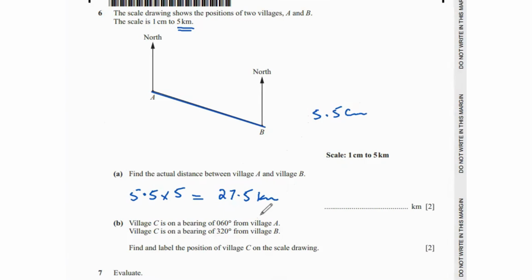So once again, this is just an assumption. You use your ruler, you measure the line AB, and then whatever distance you get, you times that by 5 to get the actual distance.